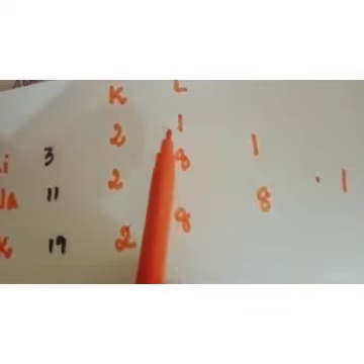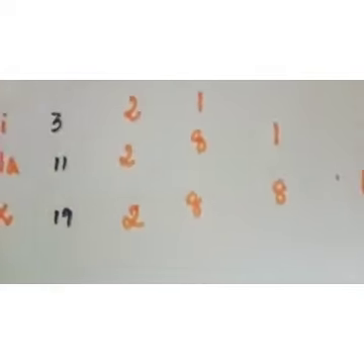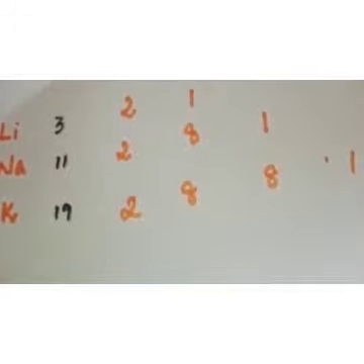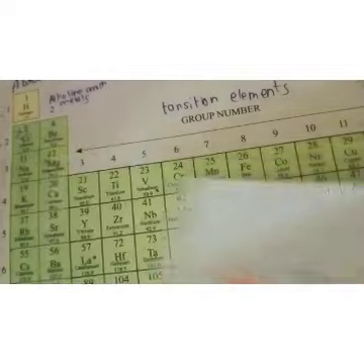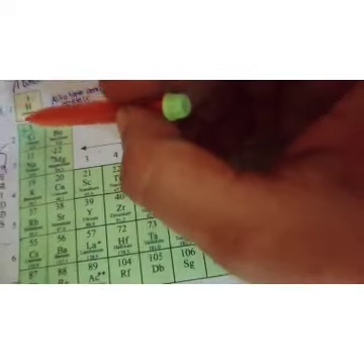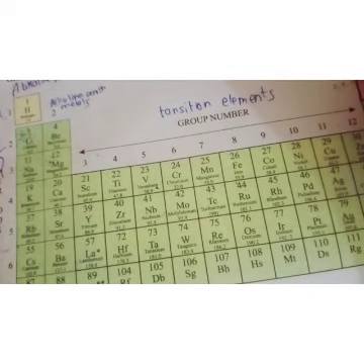You can see that lithium has valence electron 1, sodium also has valence electron 1, potassium also has valence electron 1. So all the group elements have the same number of valence electrons. The number of electrons is increasing, but the number of valence electrons remains the same. So all the elements present in a group have the same number of valence electrons and hence their chemical nature is also the same. The first group elements have valence electron 1. Second group elements have valence electron 2.